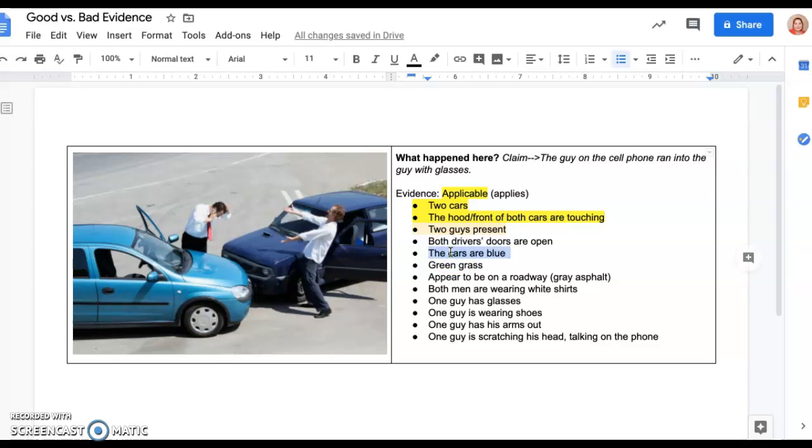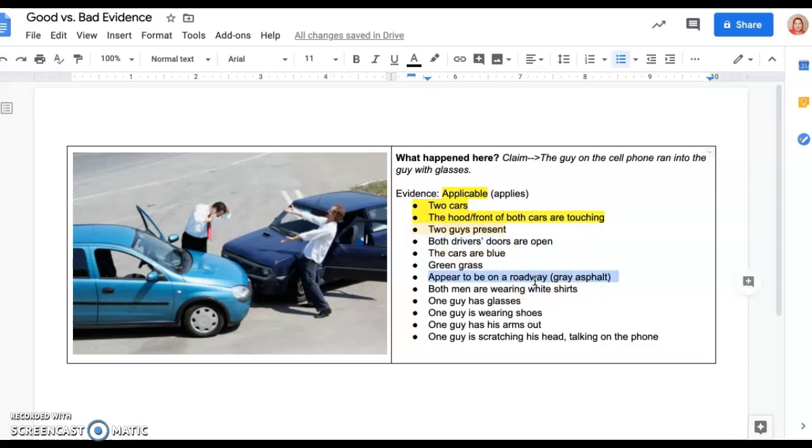Both cars are blue. Again, this is true. It's observable evidence, but does that apply to my claim? No. There's green grass. Also, definitely does not apply to my claim. They appear to be on a roadway, gray asphalt. This is kind of like the one with the driver's doors being open.